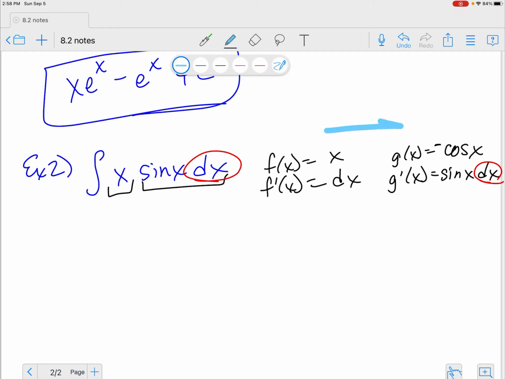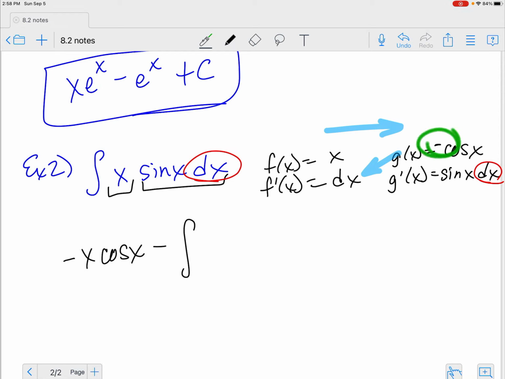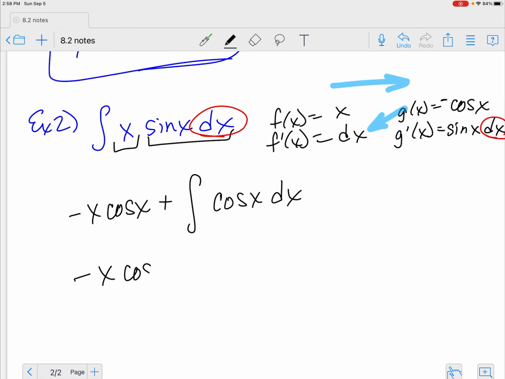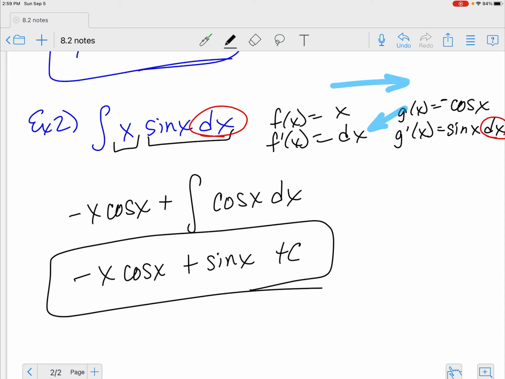All right? So across and diagonal, I am going to have negative x cosine x minus my integral here. But whenever I look at that integral, I have negative cosine. So we're going to pull that over here and make it a plus, right? Cosine x dx. And then we can take the antiderivative of cosine all day long. Negative x cosine x plus the sine of x plus c, and that's our answer.